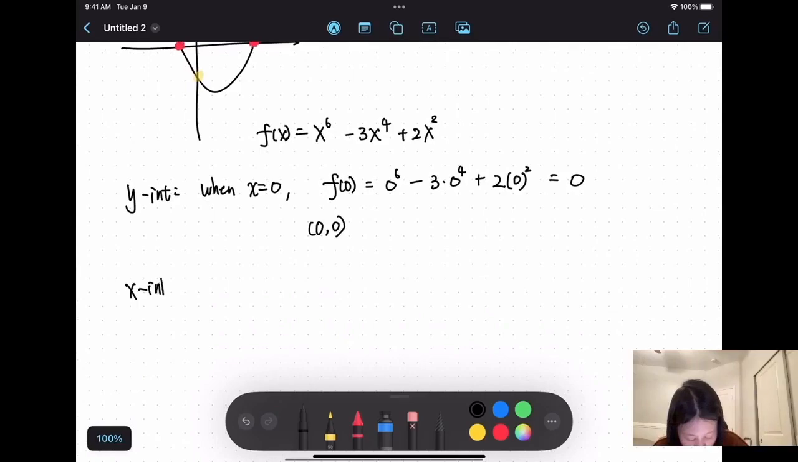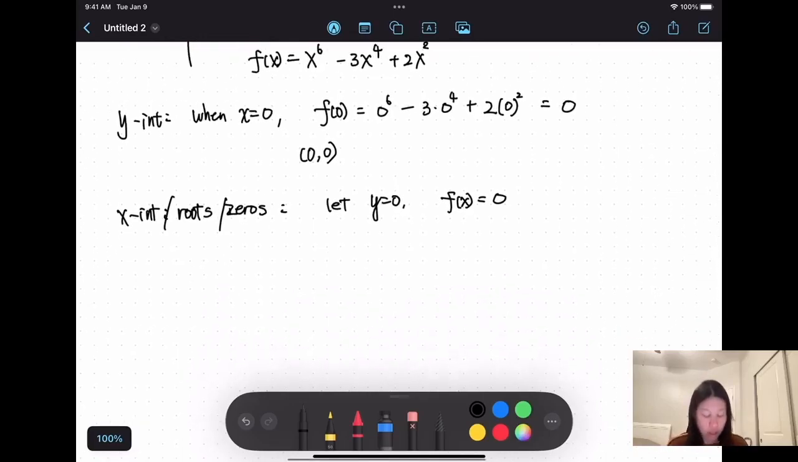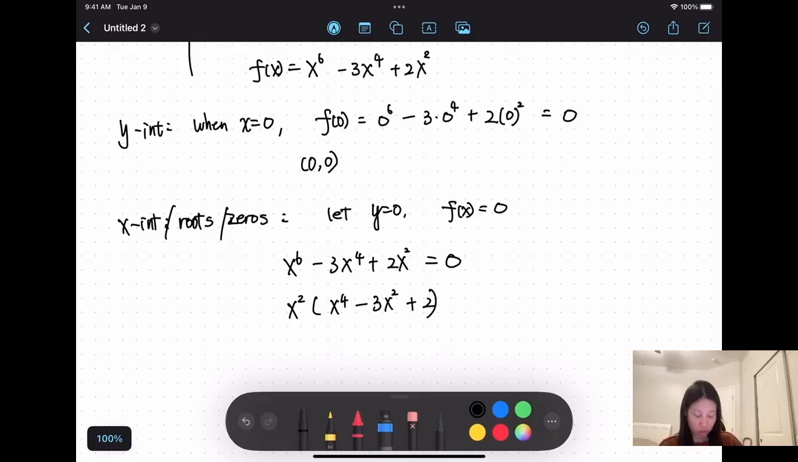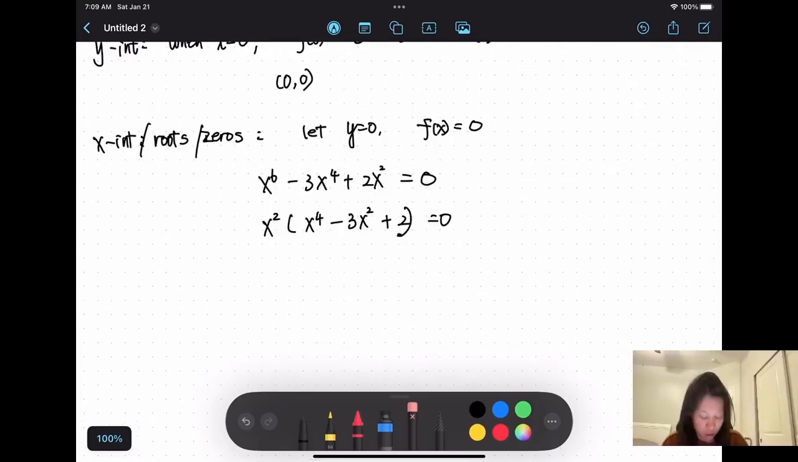For the x-intercept, also the horizontal intercept, all the roots of the function, or if I ask you to find the zeros of the function, we want to let y equal 0. If y equals 0, that means f(x) equals 0. That means I want to set the function x to the 6th minus 3x to the 4th plus 2x squared equal to 0. Now, how do we solve for x? Well, the easiest way is to factor. What do they have in common? They all have x squared. So I factor x squared out, and I have x to the 4th minus 3x squared plus 2. And then I can use the AC method to factor whatever is inside the parentheses.